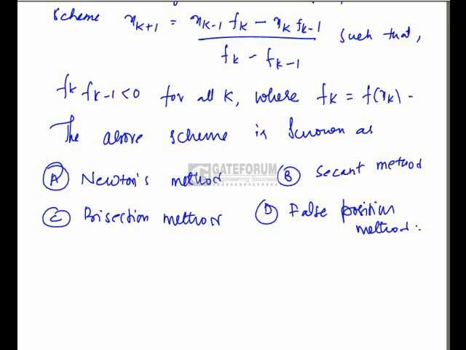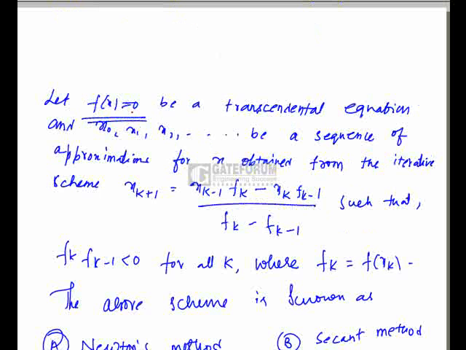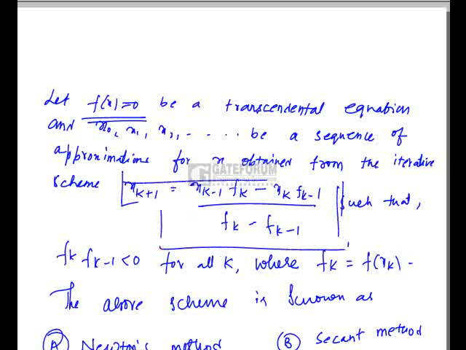It is given that f of x is equal to 0 is a transcendental equation with the sequence x0, x1, and so on up to xn. Now the approximation given is xk plus 1 is equal to xk minus f of xk into (xk minus xk minus 1) divided by (f of xk minus f of xk minus 1), such that f of xk into f of xk minus 1 is less than 0, that means negative for all k, where f of k is nothing but f of xk. Now he is asking this scheme is known as what? Clearly it is nothing but the false position method.